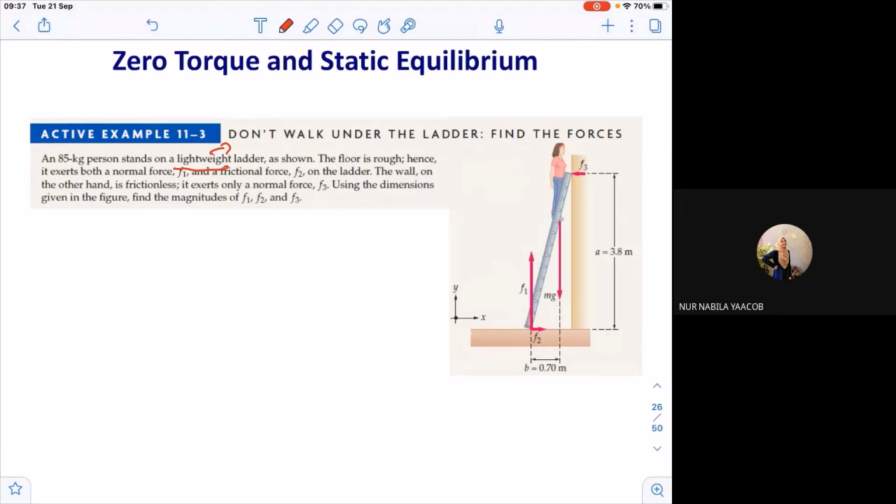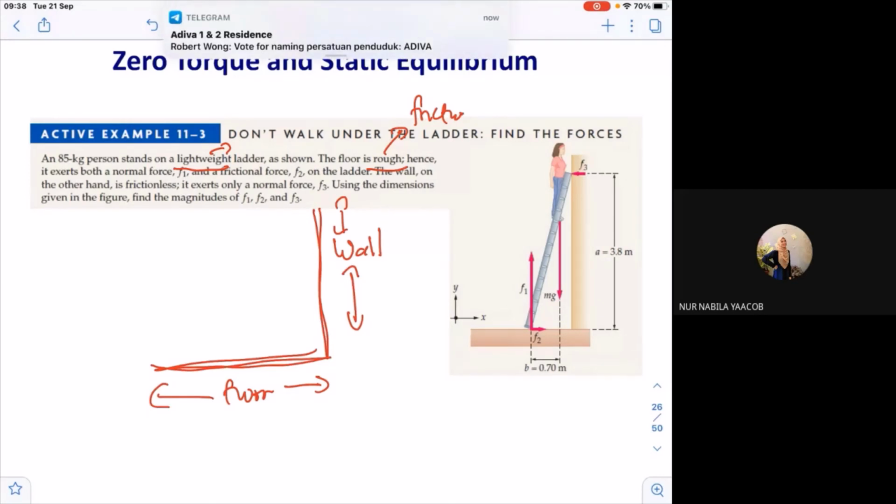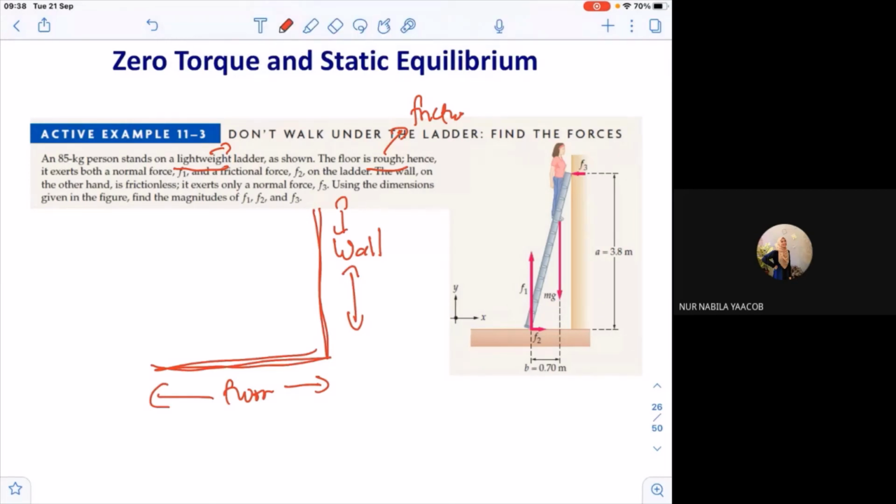The floor is rough. That means there must be some friction. There must be friction when it says floor. In this ladder situation, this one is known as the floor, and this one is known as the wall. The wall is at the side, the floor is at the bottom. So the floor is rough, hence it exerts both a normal force F1. Look at how they write F1 as a normal force. In this case they don't use N, they use F1, and frictional force F2.